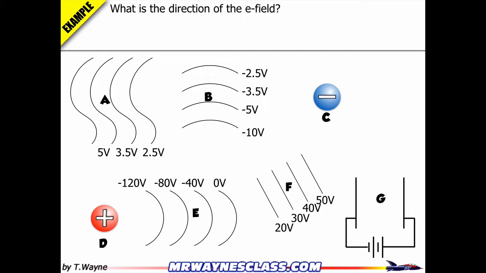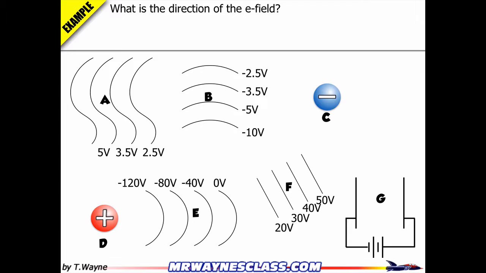This is the video solution to equipotential lines, example number 5. So what is the direction of the E field? Alright, so if I'm looking at this, there are a couple ways of finding out the direction of the E field, and that's why this problem is stated the way it is. So you can see all the different ways we use to find the direction of the E field.